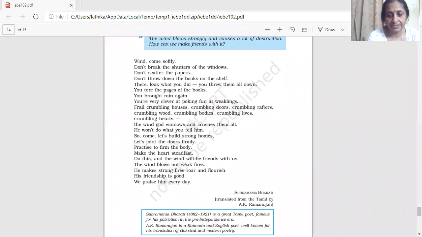What comes to your mind when you think of wind? Wind can be something very gentle as well as very violent, depending on the force of the wind.